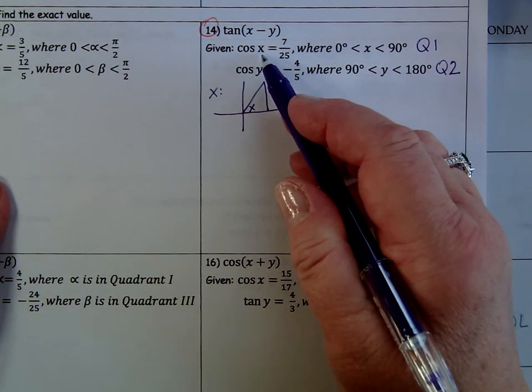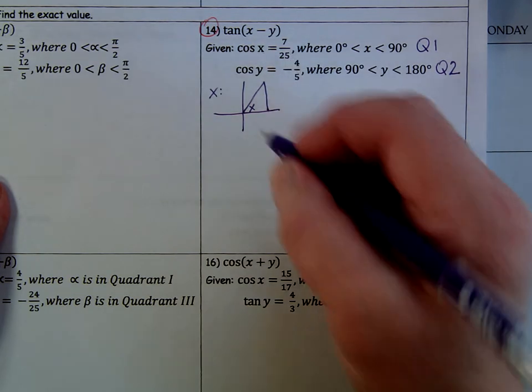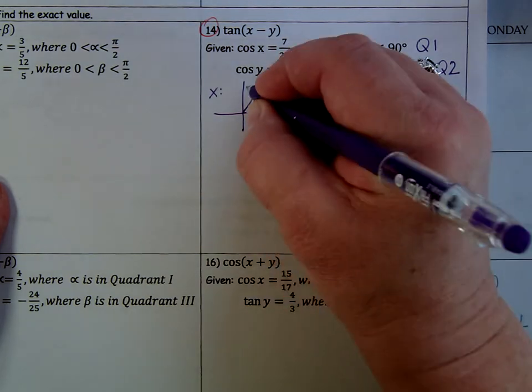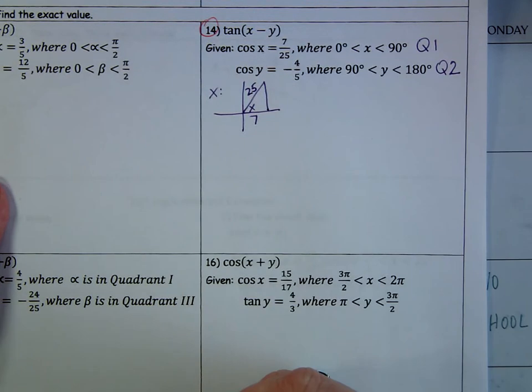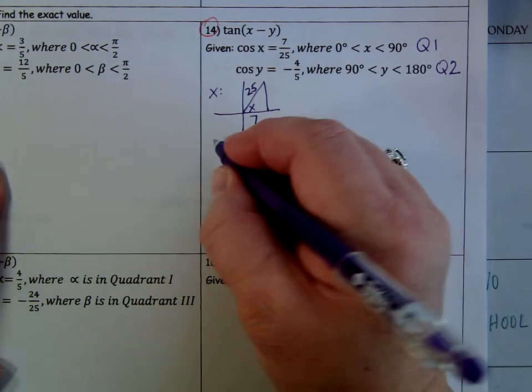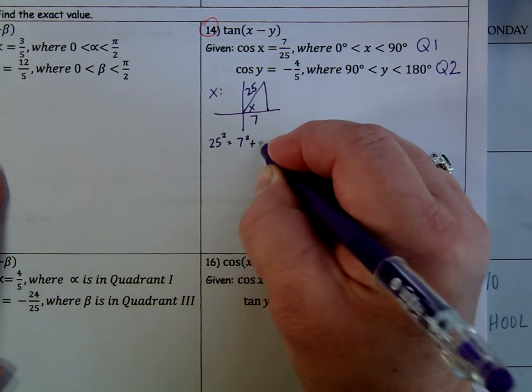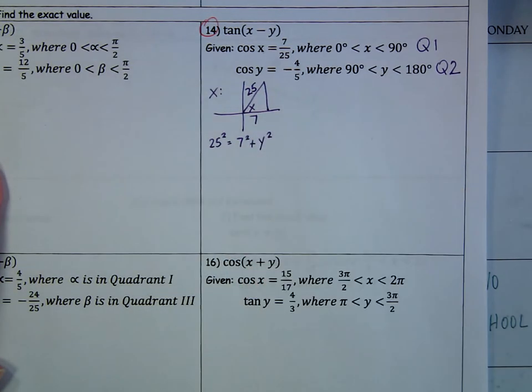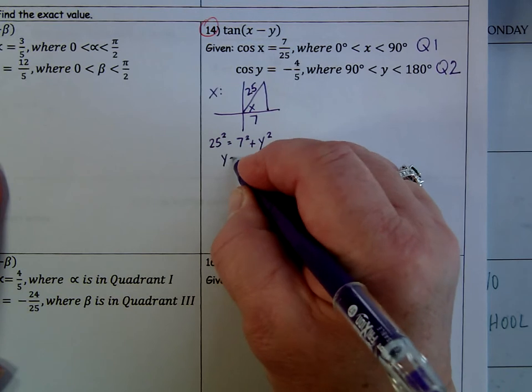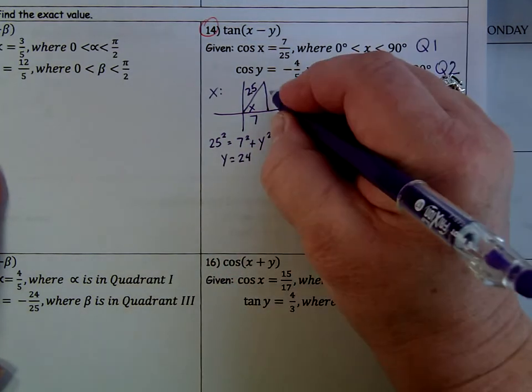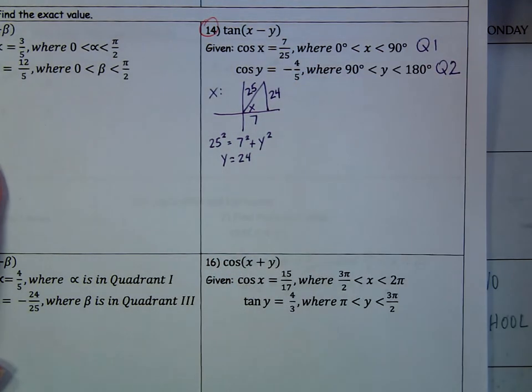Cosine is adjacent over hypotenuse. Adjacent would be here. Hypotenuse is here. If I do my Pythagorean theorem, 25 squared equals 7 squared plus some y value squared, I work my way through. It turns out my y is 24. Remember I told you in the intro that these are going to come out to be whole numbers. If you get something other than a whole number, you know you did something wrong.